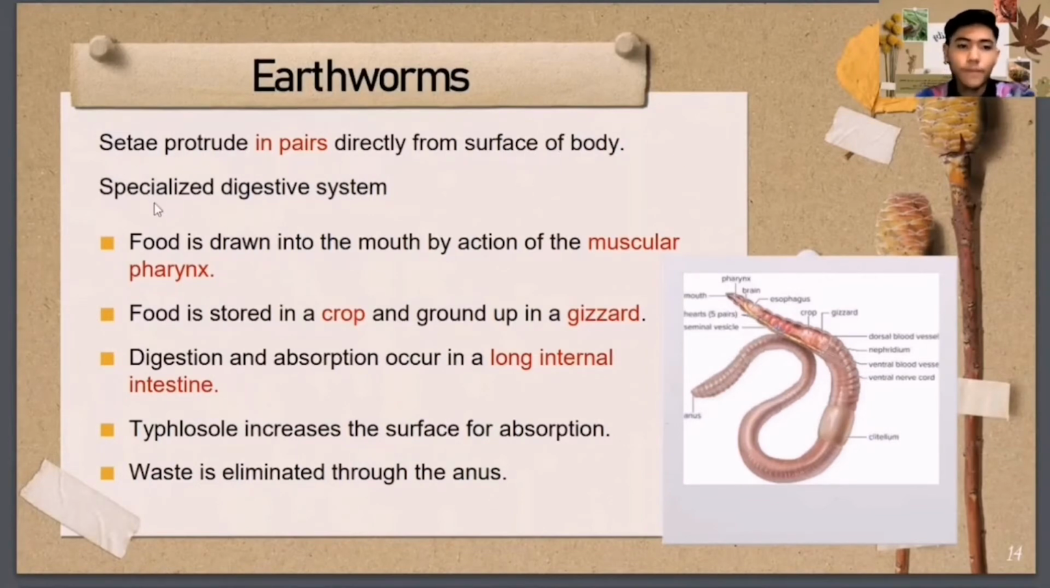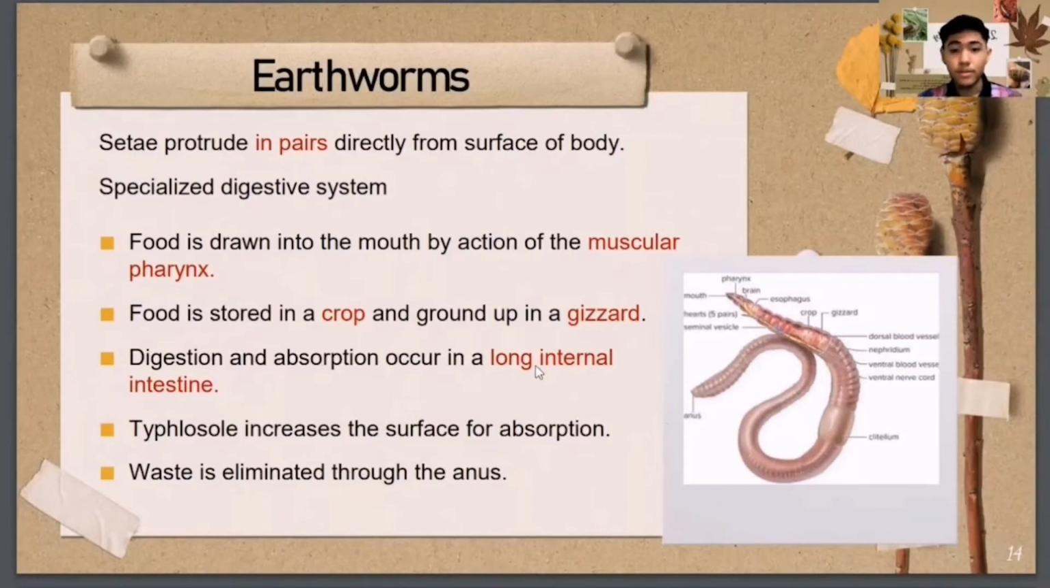Next, the earthworm has a specialized digestive system, in which food is drawn into the mouth by the action of the muscular pharynx. The muscular pharynx acts as a vacuum that will draw the food from the mouth into the pharynx. Next, the food will be stored in a crop and ground up in the gizzard. The gizzard has two functions, which are to secrete digestive enzymes and grind the food. Then, the food will go into the long internal intestine, where the food will be digested and absorbed.